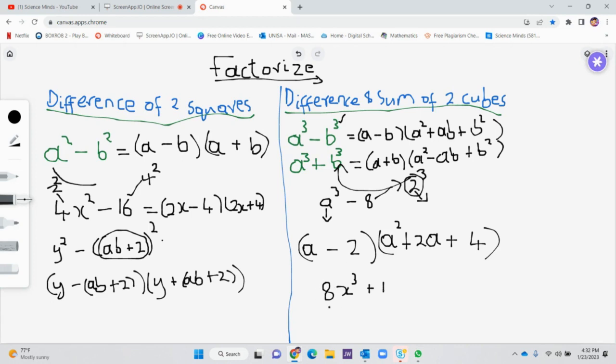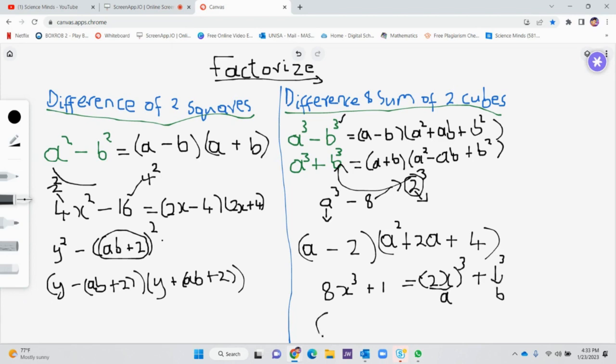All right. So since 8, we know that 8 can be represented as 2 cubed so that it can be in the form of a cube. So what we're going to have is 2x to the power of 3. This is the same as 8x cubed. And then plus 1 cubed. Remember, 1 cubed is 1. So we have 2 cubes now. So 2x will be our a, and 1 will be our b.